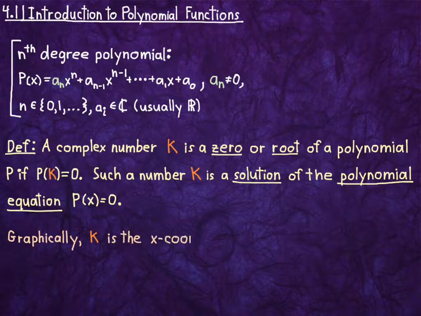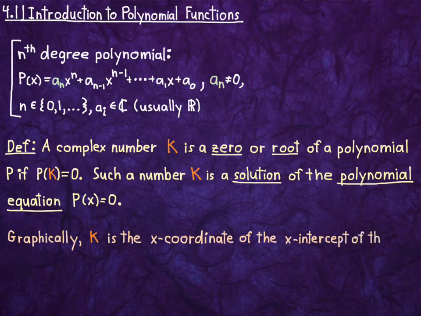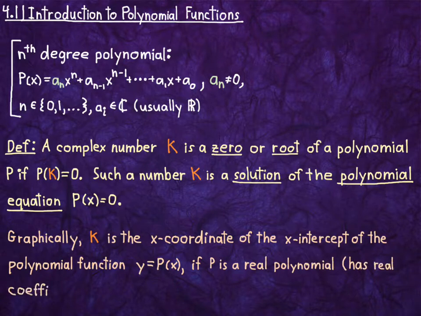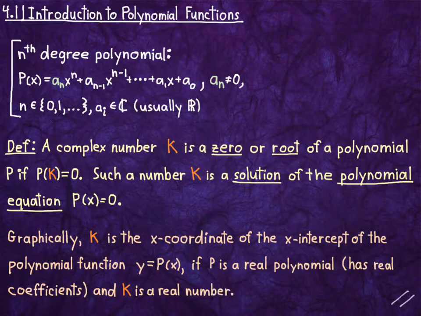Graphically, k is the x-coordinate of the x-intercept of the polynomial function y equals p of x if p is a real polynomial. That is, a real polynomial is one that has real coefficients, and if k is a real number. So if the coefficients aren't real or k isn't a real number, the whole graph is not going to lie within the real plane. And so, you know, that point that you found, the 0, might not actually even be in the plane.